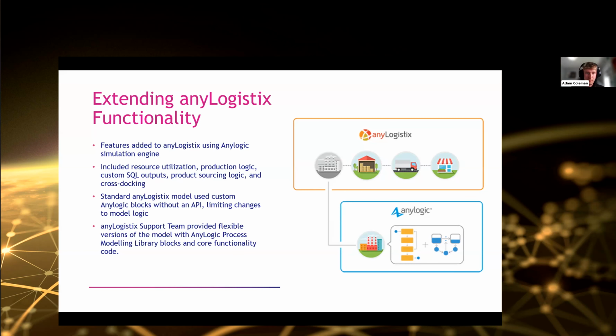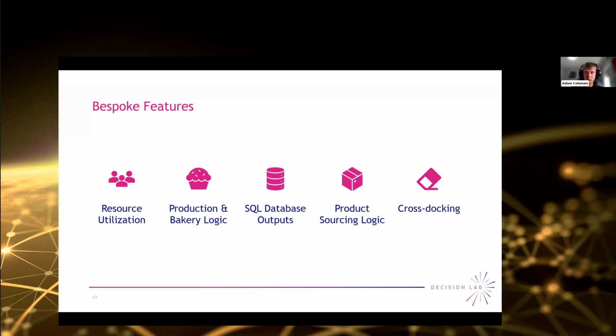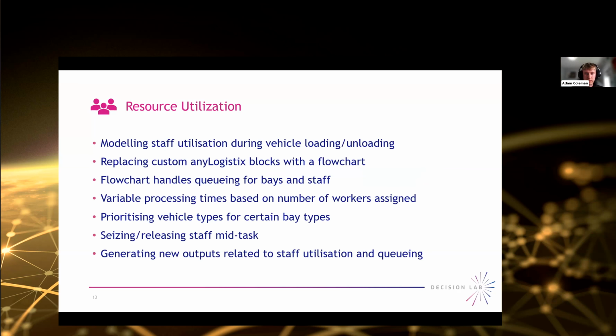So as I mentioned briefly, we had a bunch of different features that we added in for this client. These were completely bespoke features. So we added in things like resource utilization, production and bakery logic, SQL database outputs, product sourcing, and cross-stocking. A lot of the things that you see on the screen are already in AnyLogistics. We are able to do the production and bakery logic. We're able to import and output data from SQL databases. But like I mentioned, because this client had very specific needs and it was very bespoke, for things like the sourcing logic, we had to come up with custom algorithms that weren't necessarily in the out-of-the-box tool. So we'll go into those now.